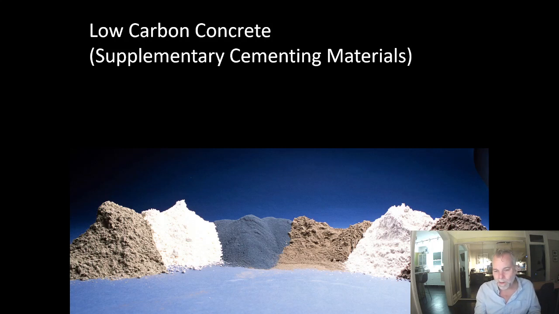But another one we can use is blast furnace slag. This is a waste byproduct of the manufacturing of steel, and that's fairly commonly available. So we are commonly asking for blast furnace slag to supplement and substitute some of the cement. And using relatively easy techniques, we can reduce the global warming potential of the concrete by something like 15%.